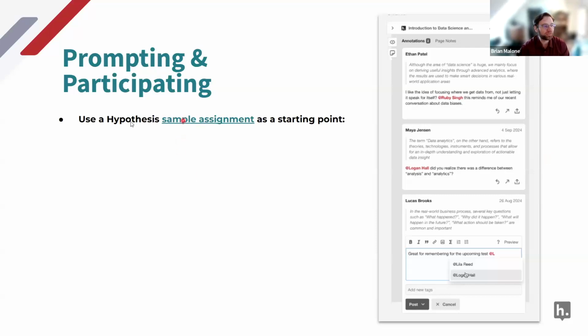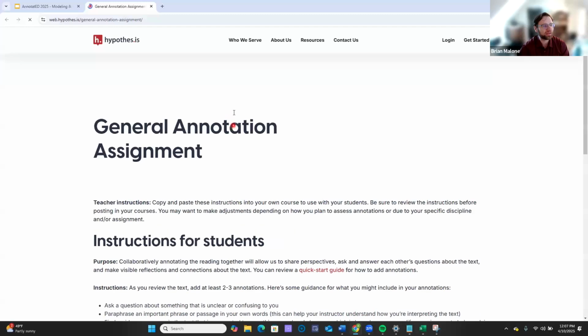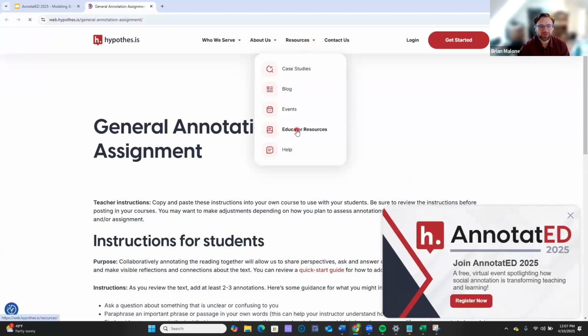So when it comes to prompting and participating, how do we start? Well, one starting point is to use a Hypothesis sample assignment. So I'm going to follow that link here. On our website, underneath the resources tab, we have educator resources. The educator resources include things like help articles on all the different LMSs that we support. But it also includes things like sample assignments and activities.